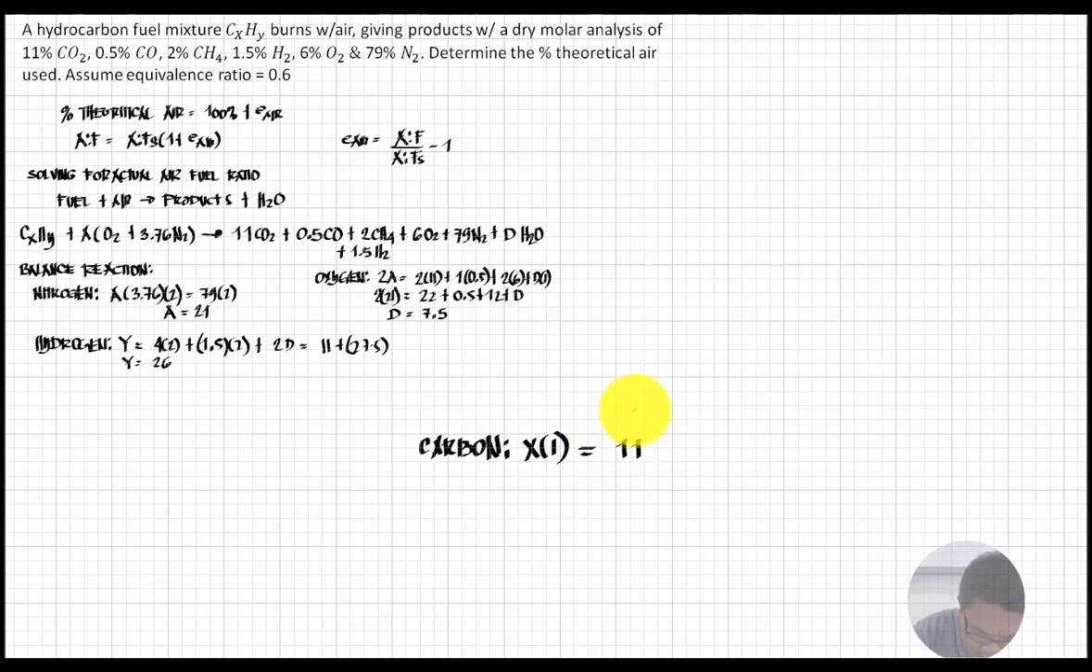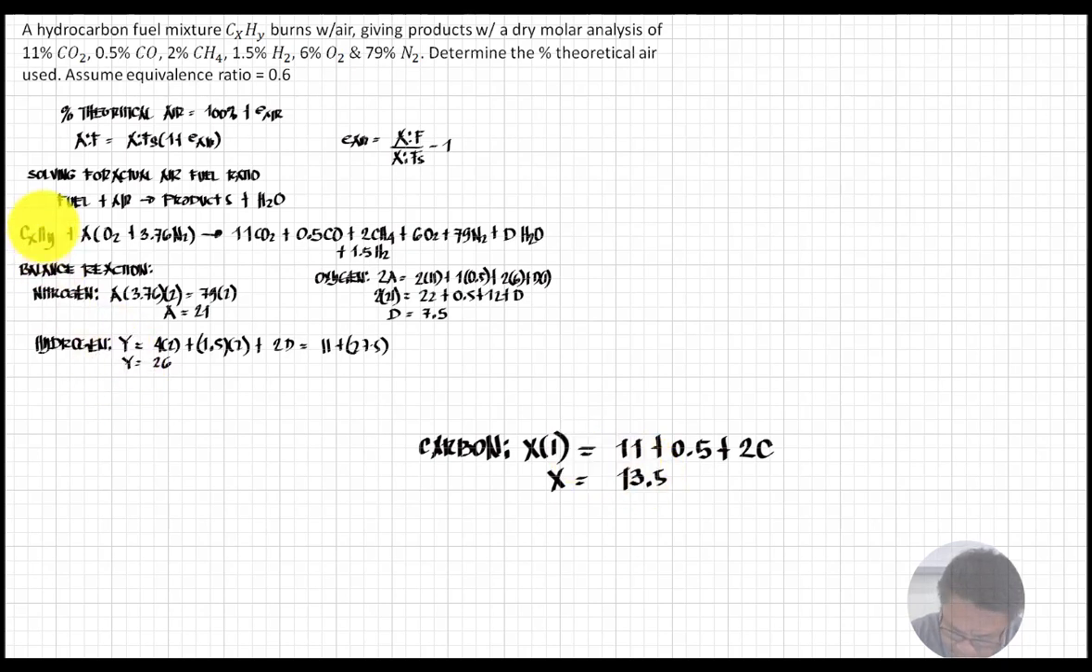Then we have 0.5 plus 0.5 plus we have here your 2. Okay, so that will be 2 times C. Then that's it. So we can solve the value of your carbon is equal now to 11 plus 2, that will be 13. So plus 0.5, so it will be 13.5. So that will be the value of your x.